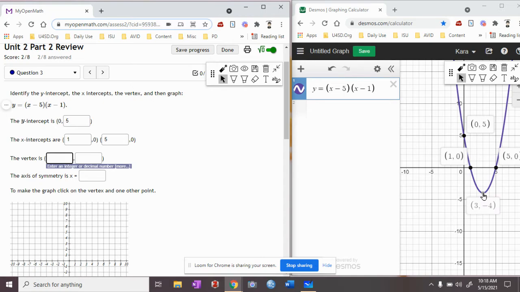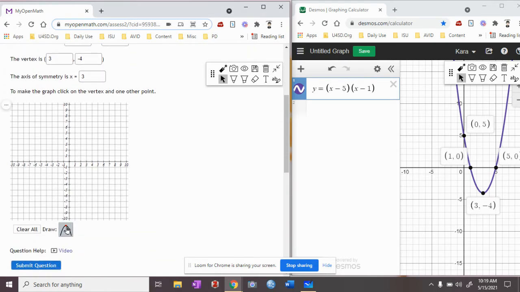My vertex, this bottom point, is at (3, -4). So I'm going to come over here, type (3, -4). And then my axis of symmetry, you'll notice if I draw that line down, it goes through my vertex x-coordinate. So x equals 3. Now we are going to graph the vertex and one additional point using that parabola tool. So my vertex is at (3, -4), so right here. And another point on my line was (0, 5).